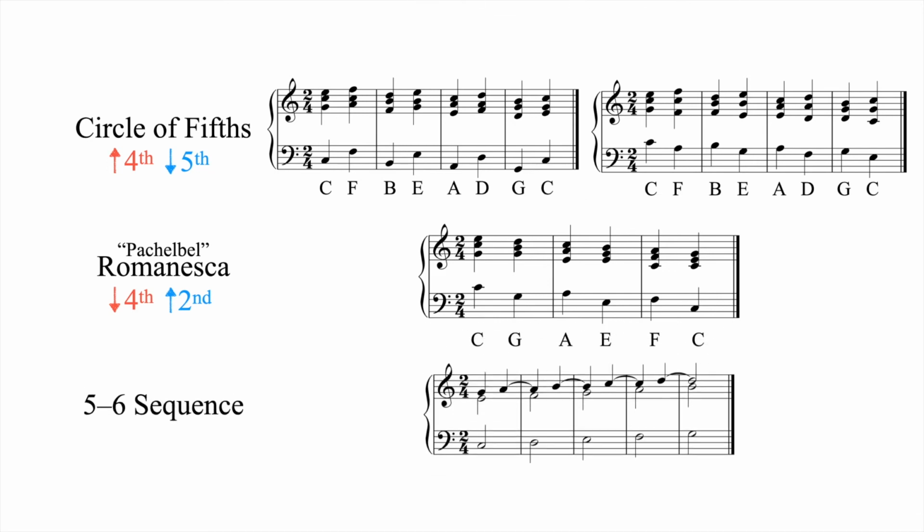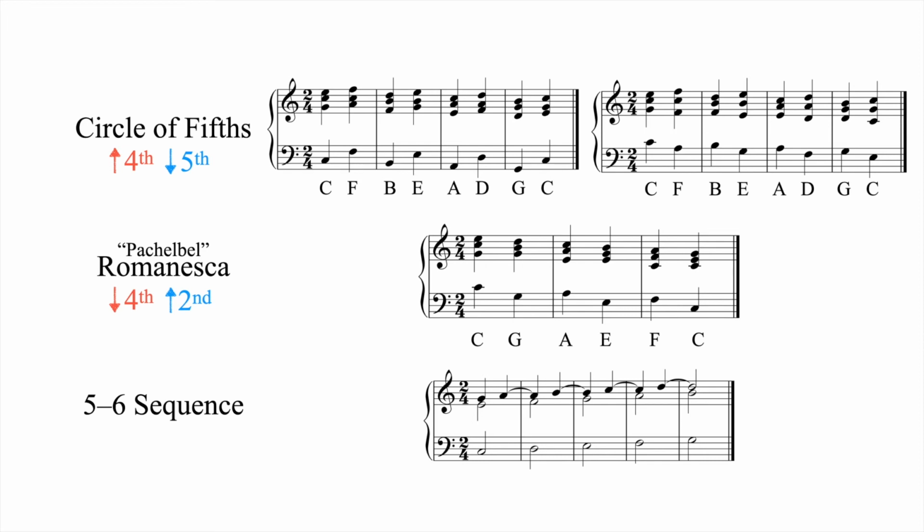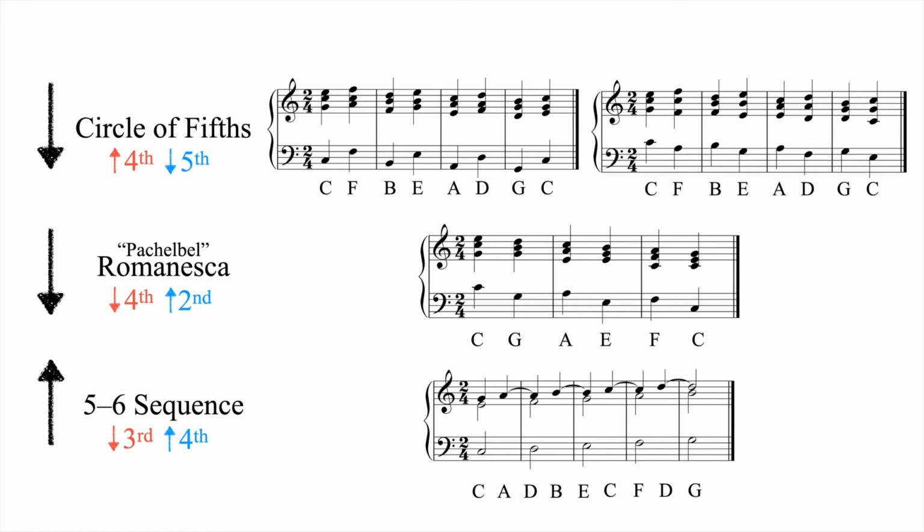In a 5/6 sequence, the chordal roots move in the following pattern: down a third, up a fourth. Unlike the circle of fifths and Romanesca, this sequence gives the impression that we're ascending in musical space. As always, chordal inversion plays no role in the naming of sequences. Only chordal roots must be observed.